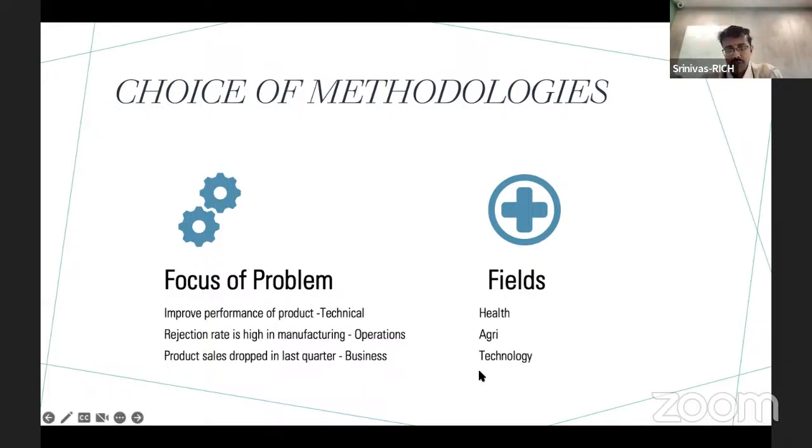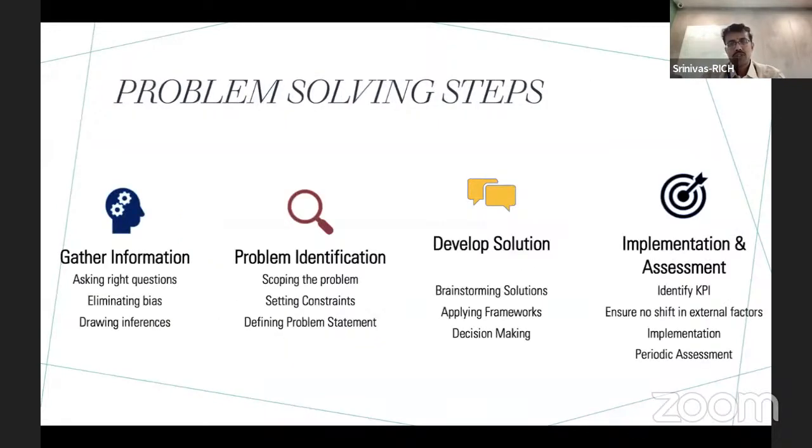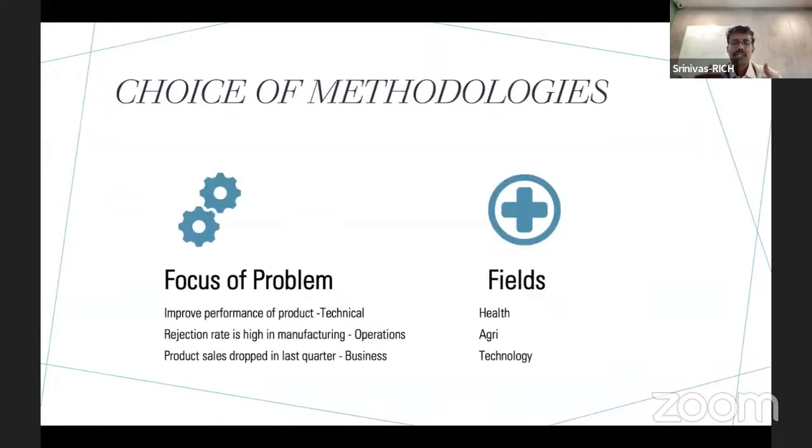And also the choice of fields. For instance, health care sector or public health sector may have different methodologies applied. Agri sector may have different methodology applied, and tech sector may have different methodologies applied for their problem statements. Okay, so the reason I was going through these two slides is to set the context that what is a problem, how do you solve the problem, and what methodologies you apply to solve a problem will change based on the context.